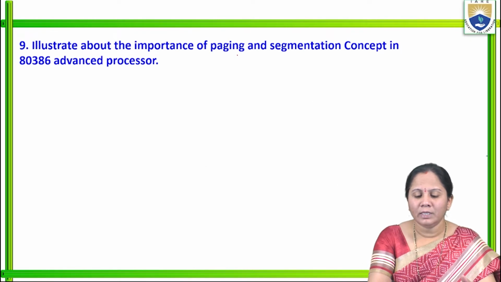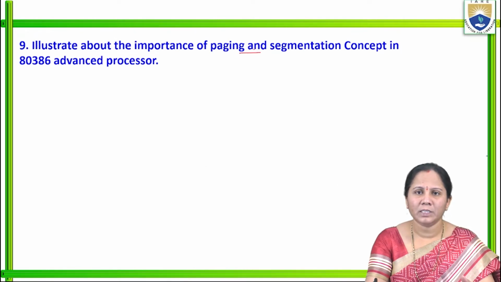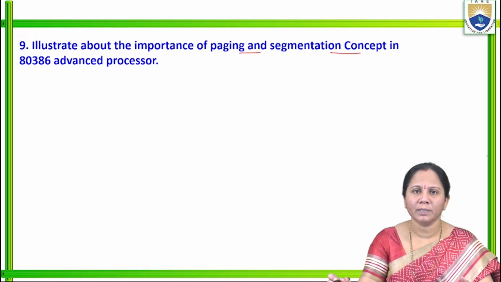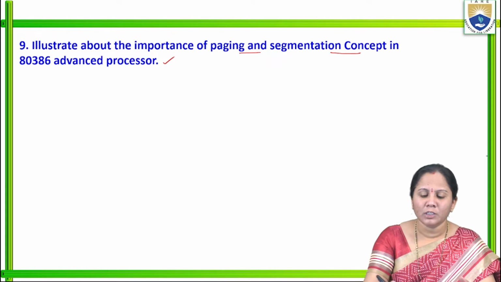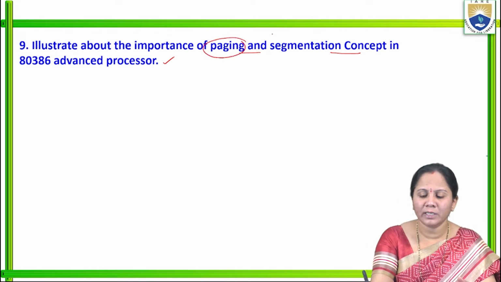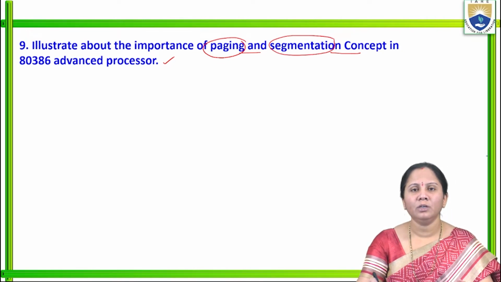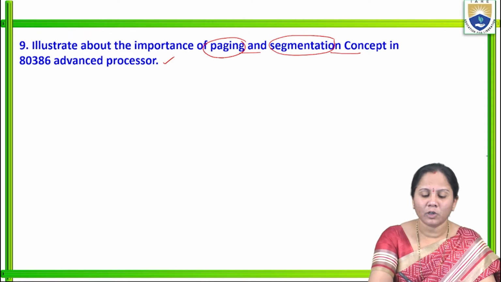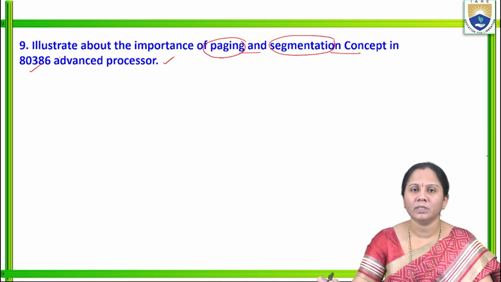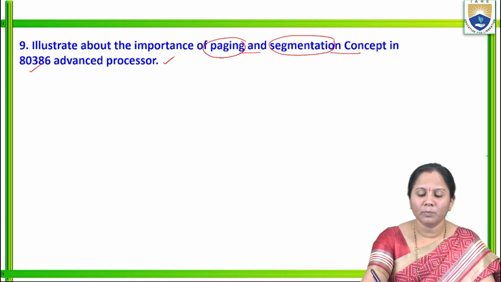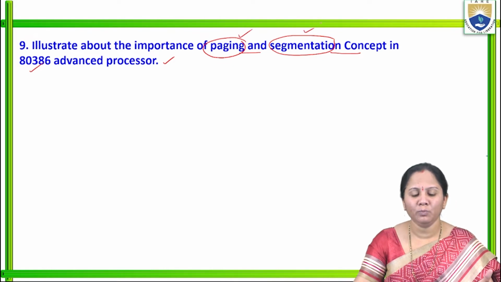Now, illustrate the importance of paging and segmentation concepts in the 80386 advanced processor. Here, what is the importance of paging and what is the importance of segmentation? These are the 2 important blocks present in the architecture of the 80386 microprocessor. Because of the presence of these 2 blocks only, compared to the 80286, the 80386 can have an efficient memory management mechanism.